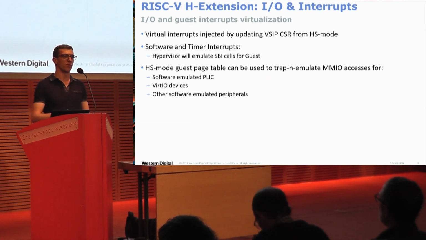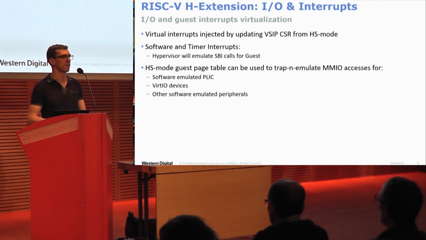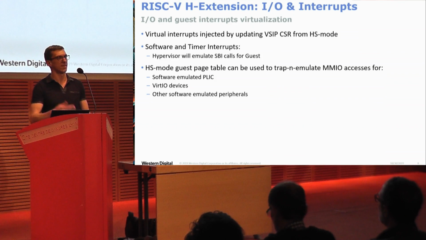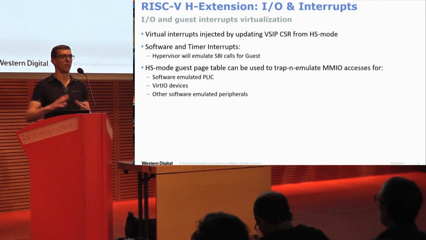So virtual interrupts are injected to the guest through the VCP register. This is the interrupt pending register that's the virtual copy for the guest. So the hypervisor can set a bit in that for a pending interrupt, transition to the guest, and then the guest gets an interrupt. So we don't need a virtualized interrupt controller for the hypervisor to inject interrupts.